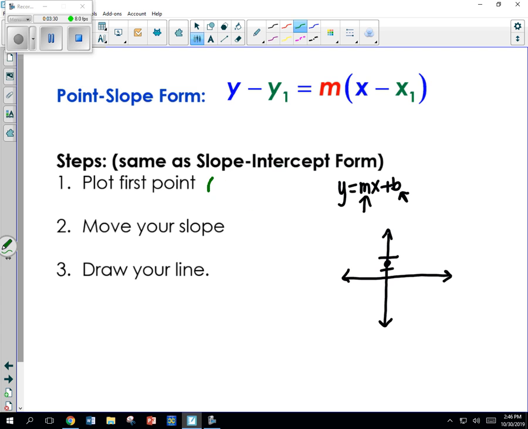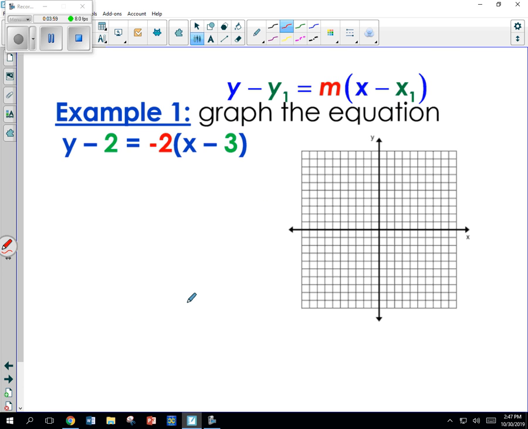So we're going to do the first example. If I pulled out my point, my ordered pair, my x1, y1, x1 sits behind the minus sign behind the x value. So this x1 is actually a positive 3. That's my x value, and this is going to be my starting point. My y value sits behind the minus sign next to the y. So this is y minus positive 2, which makes my y value a positive 2. So that's going to be my starting point that I plot.